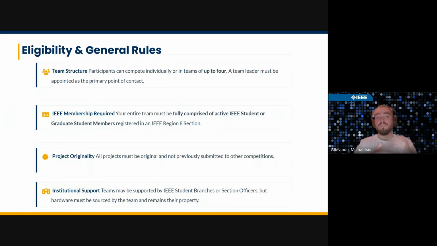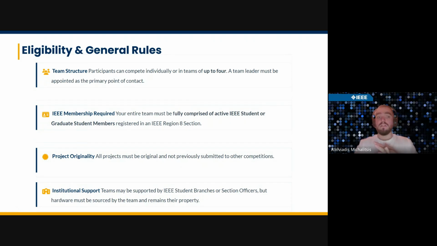Secondly, IEEE membership is required, so your entire team must be fully comprised of active IEEE student or graduate student members, and they should be registered in an IEEE Region 8 section, which means that the country they are from and participating in should be inside the IEEE Region 8 area.